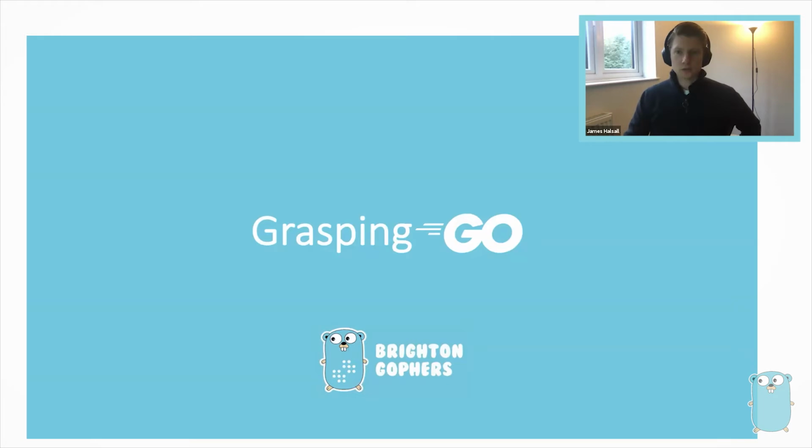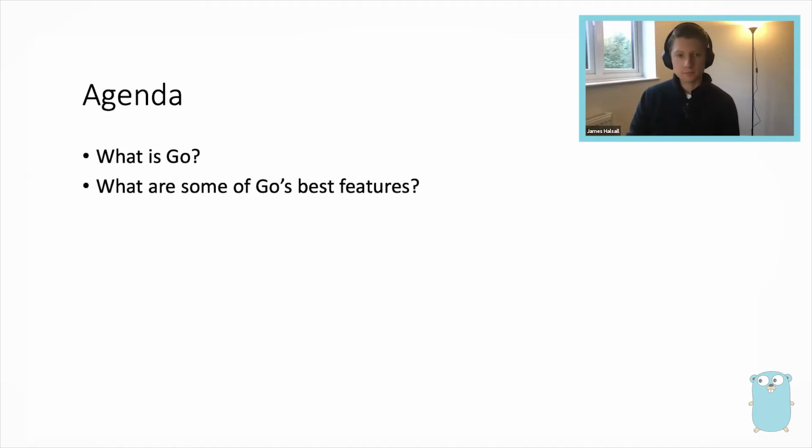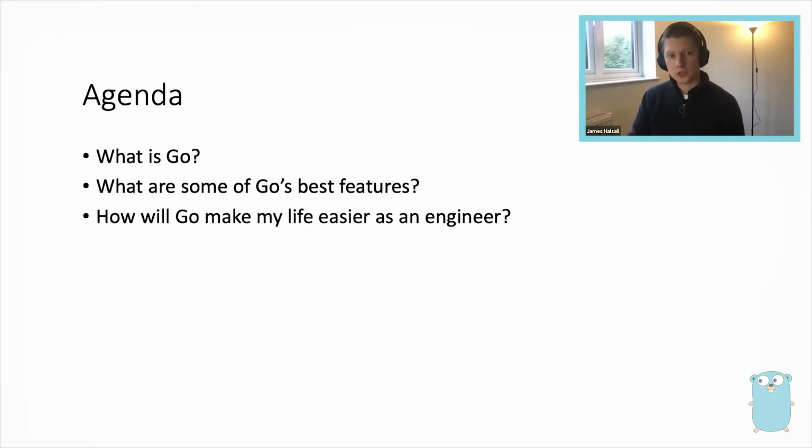Cool. So this talk is called Grasping Go. And we're just going to look at what is Go. We're going to look at what I think some of the best features of the language are after using it for a few years. And we're going to look at that all important question: if I use Go, how is that going to improve my life as an engineer? I think that's, for me, when I want to use a new language, I want to know what it's going to make easier for me.